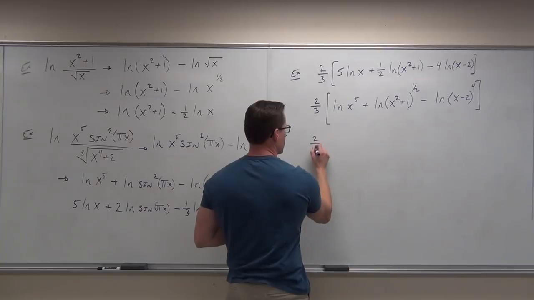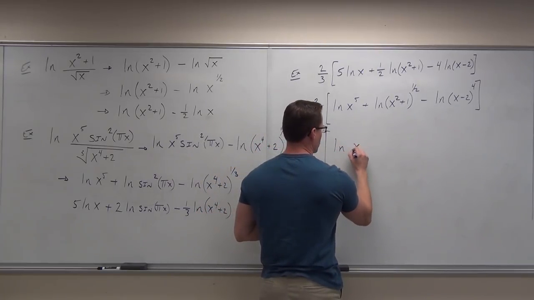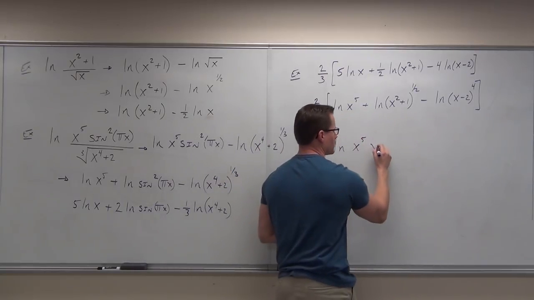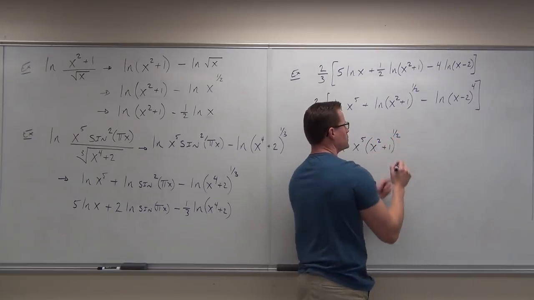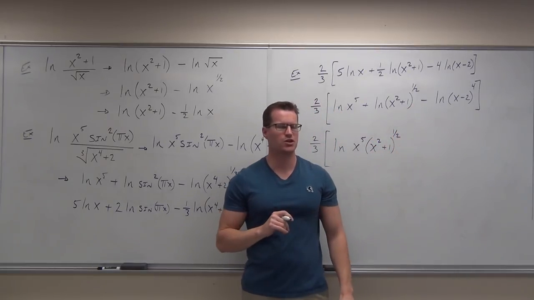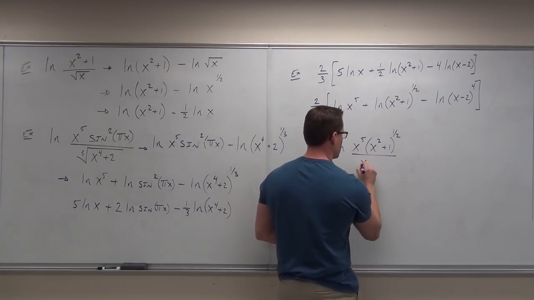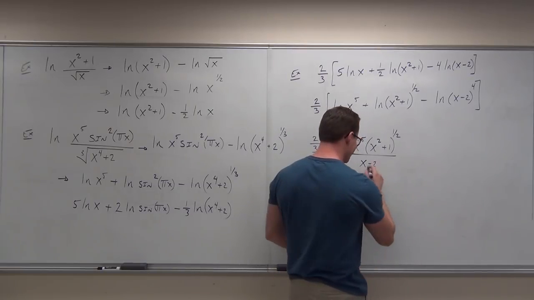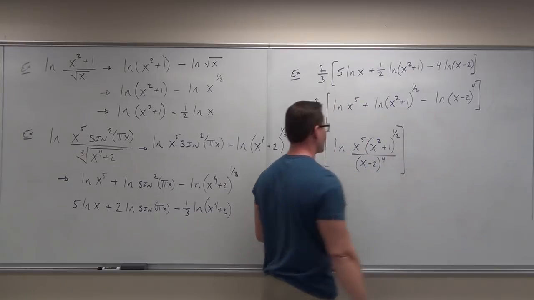So the 2/3 is still hanging on. We've got ln, well, we've got x to the 5th. We know plus is going to give us a product. Tell me one other thing you could do with that 1/2 power. What could you change it to? Square root, if you wanted to. All over, you were like my little math robots there. It was awesome. Square root. There we go.